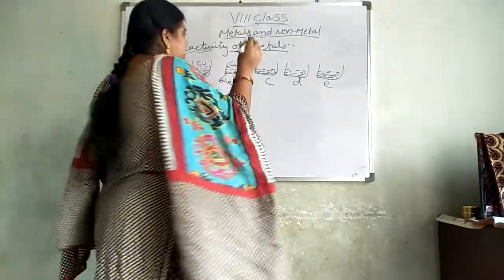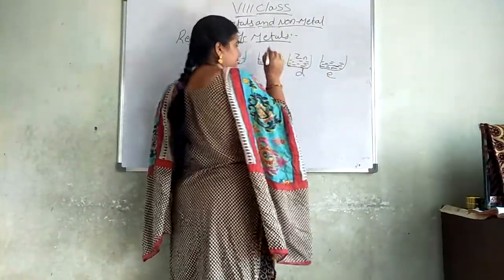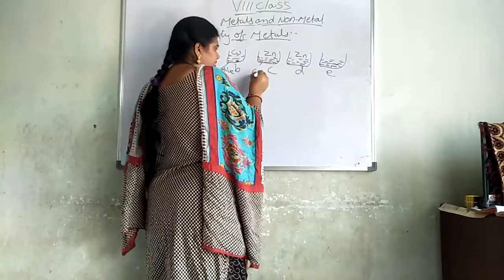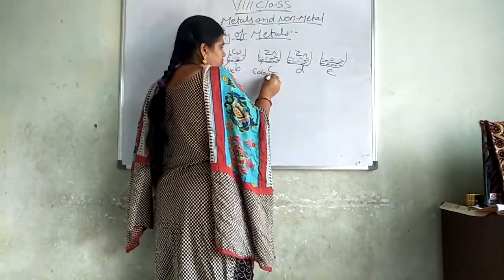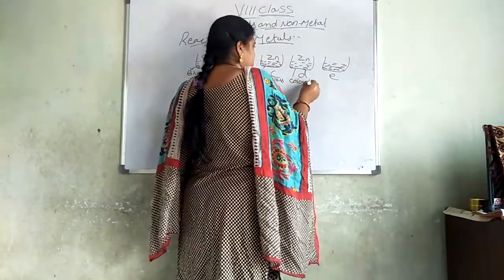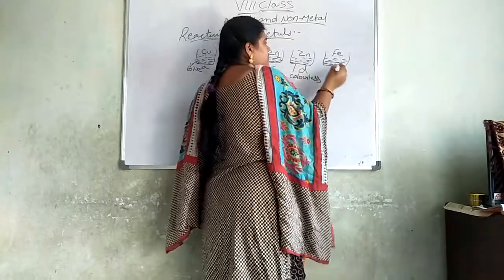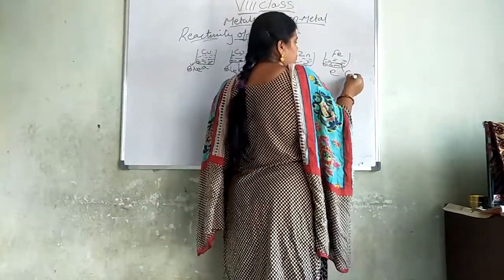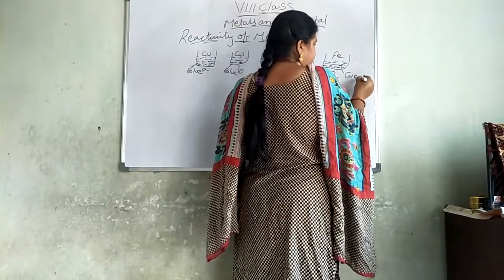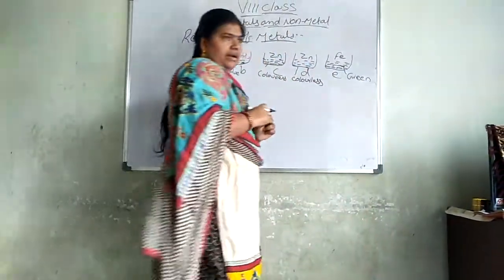Now, to C and D you add zinc. It is colorless. Here also you add zinc. It is colorless. Here you add iron. It changes to green color. It is green in color.